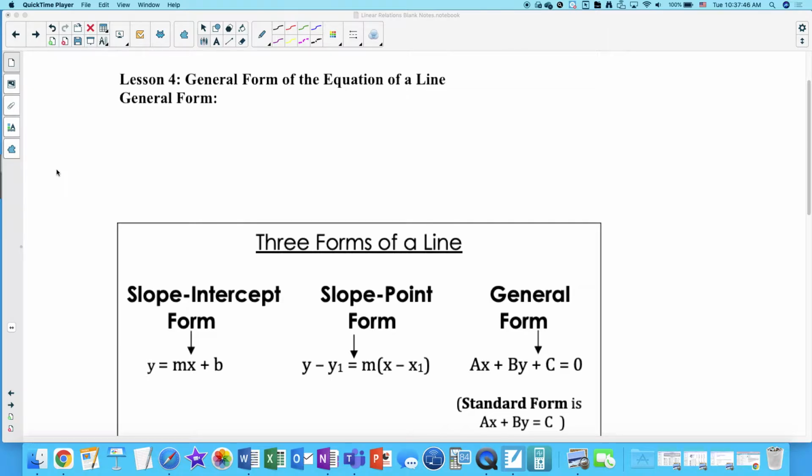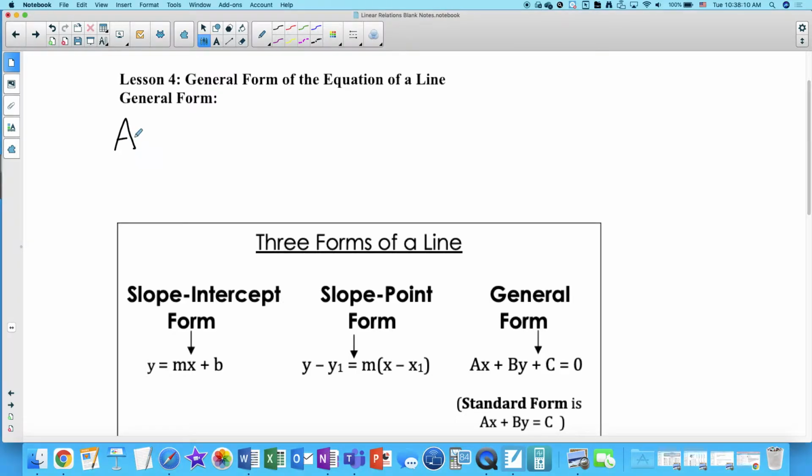The last format for the linear equation is something called the general form. And this is one form that is most detached from the graph. Often when we are trying to graph from general form, we actually have to do something else first. And we'll see that a little bit today, okay? The general form looks like this: AX plus BY plus C equals 0, okay?